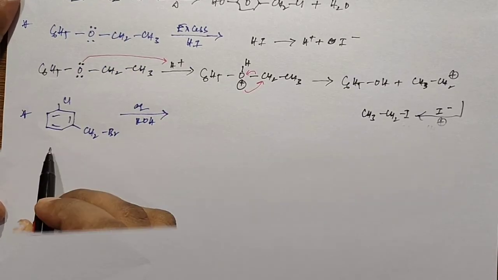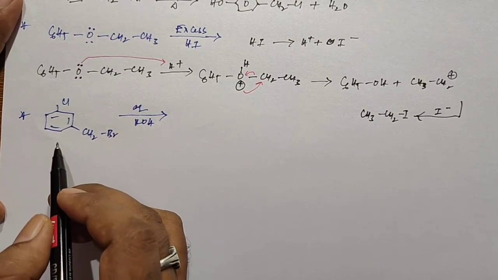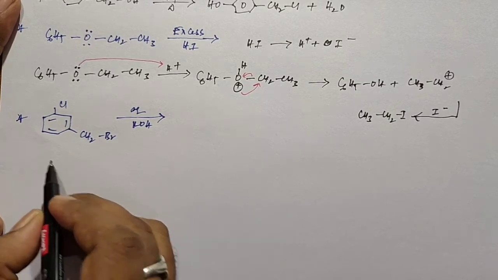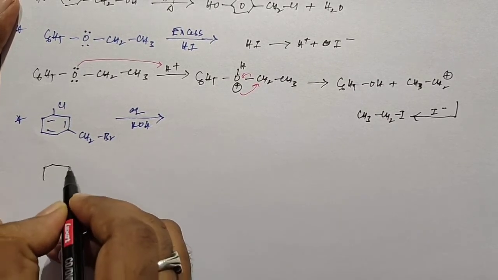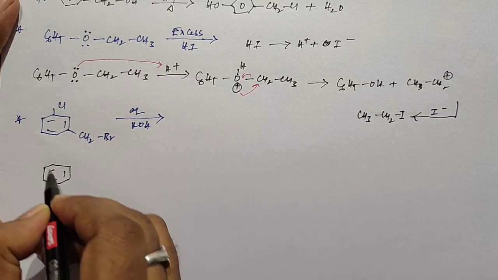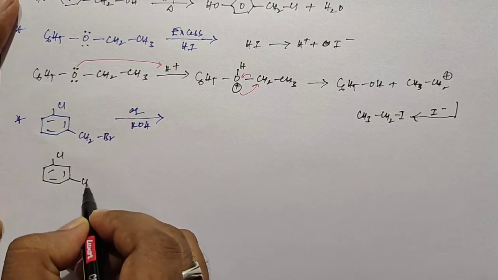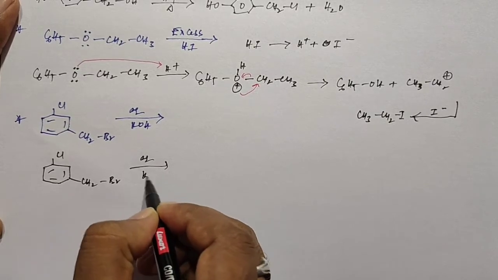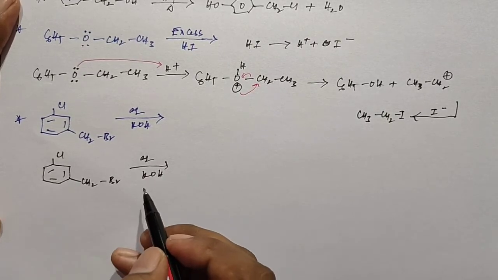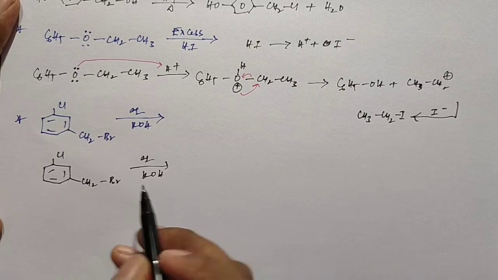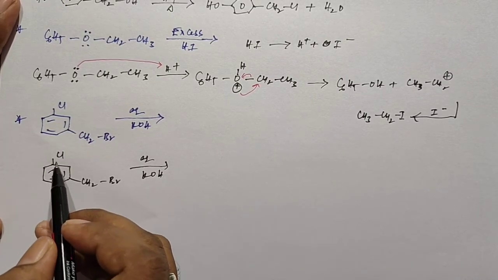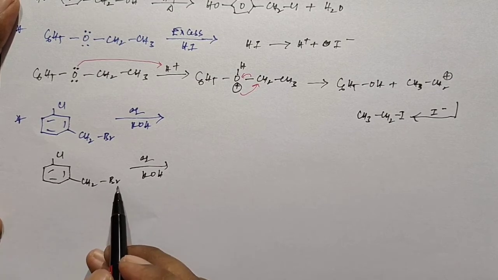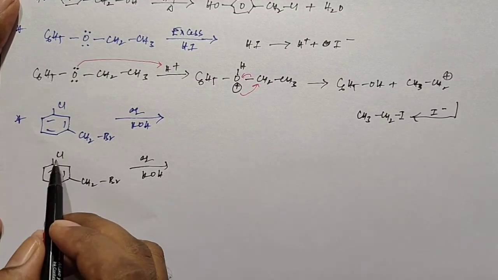Okay, students, this is the next incomplete or miscellaneous reaction. This compound reacts with aqueous potassium hydroxide solution. In the potassium hydroxide, the OH minus ion can replace the halogen atom. Here two halogen atoms are there, chlorine and bromine, but it can replace the bromine, and it cannot replace the chlorine easily. Why?